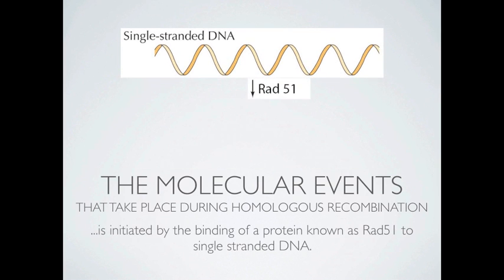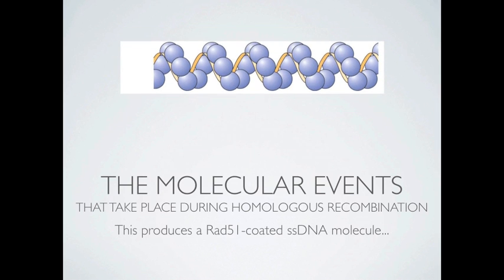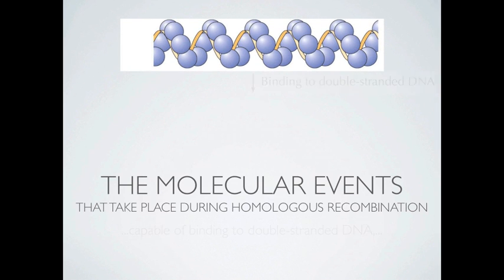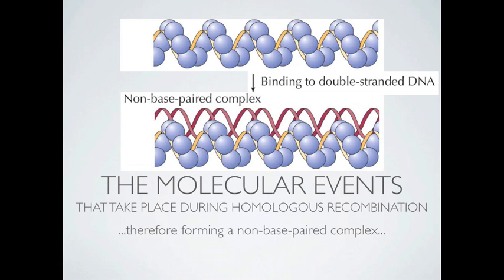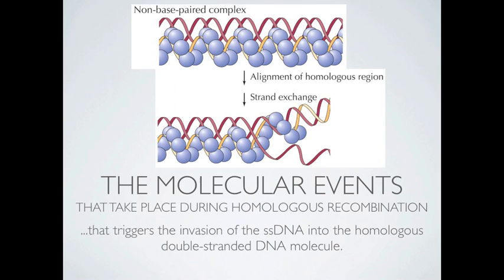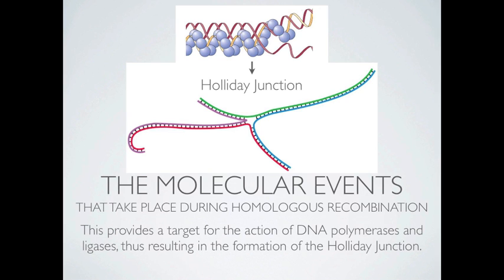In mammalian cells, the process of DNA recombination is initiated by the binding of a protein known as RAD51 to single-stranded DNA. This produces a RAD51-coated single-stranded DNA molecule capable of binding to double-stranded DNA, therefore forming a non-base-paired complex that triggers the invasion of the single-stranded DNA into the homologous double-stranded DNA molecule. This provides a target for the action of DNA polymerases and ligases, thus resulting in the formation of the Holliday junction.